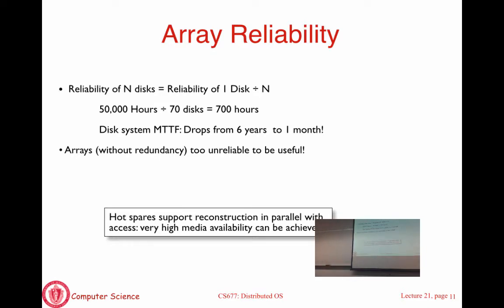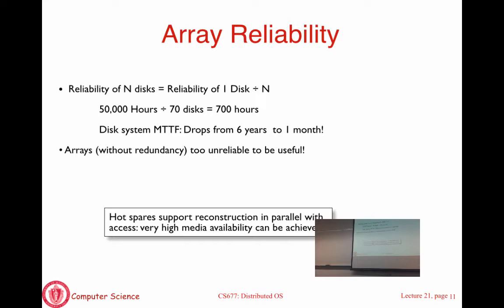This is what you'll see here. So if you have 70 disks, the mean time to failure has now become 700 hours. Okay, that's 1 month. So you went from independent disks having a lifetime of 6 years to some disk failing in 1 month. If you have 70 disks, on average every month some disk is going to fail.